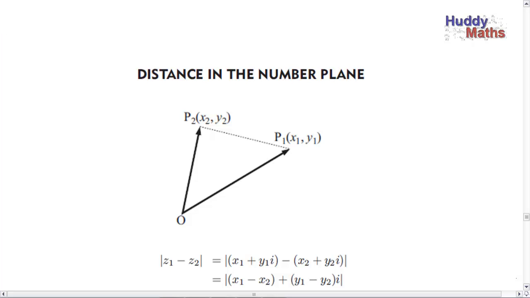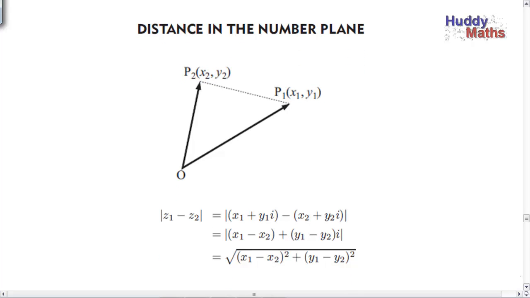Okay, distance in the number plane. Okay, well, let's have a look at this. You would have guessed that we want to find the distance between points on the Argand diagram as we have in coordinate geometry. So let's have a look at complex number x2 plus y2i and x1 plus y1i. Let's do it algebraically. What is the modulus of z1 take z2? What's the modulus of x1 plus y1i take x2 plus y2i? Which is collecting up the real part and the imaginary part. Modulus is the square root of the real part squared plus imaginary part squared.